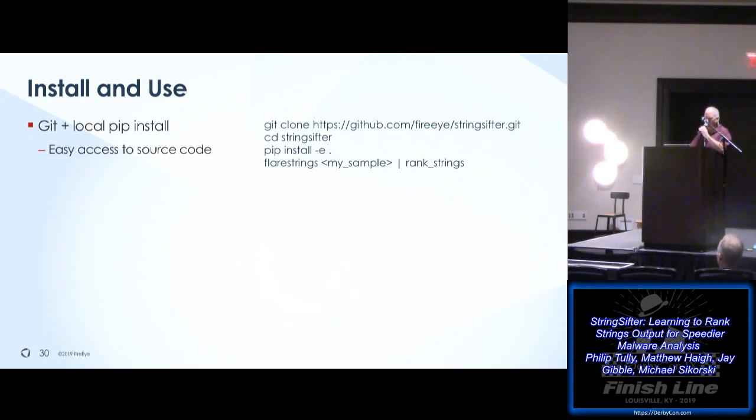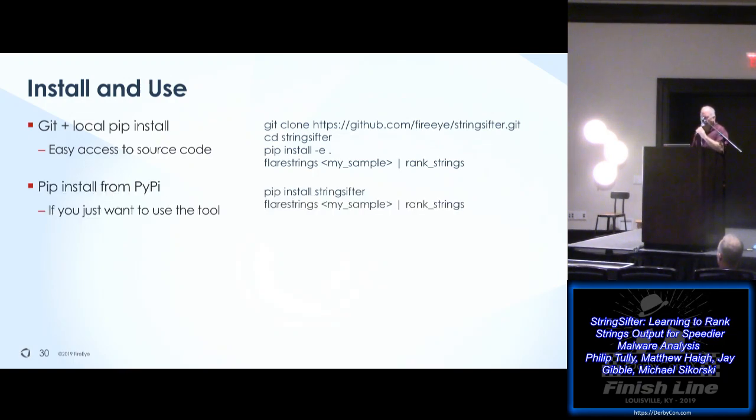You can see it's just a few. If you're maximally lazy, this is the way to get up and running. Pip install stringsifter, one word, all lowercase, and once you do that, it's ready to go. Then you can run Flare Strings and Rank Strings immediately.